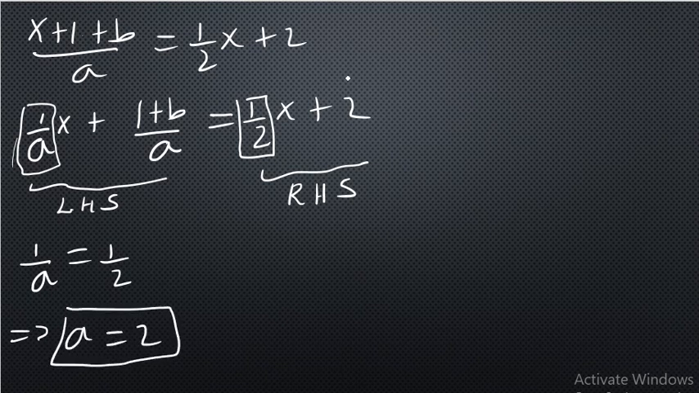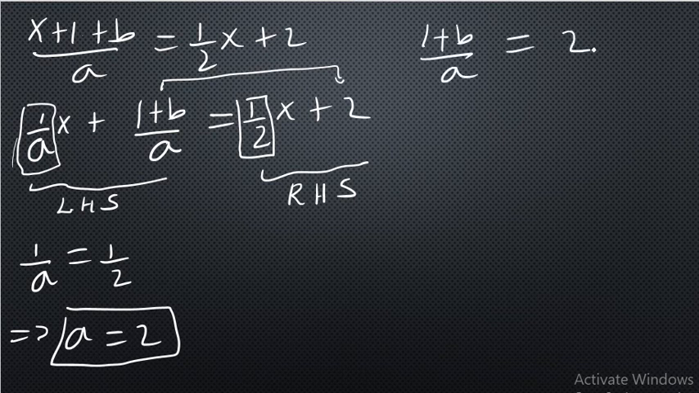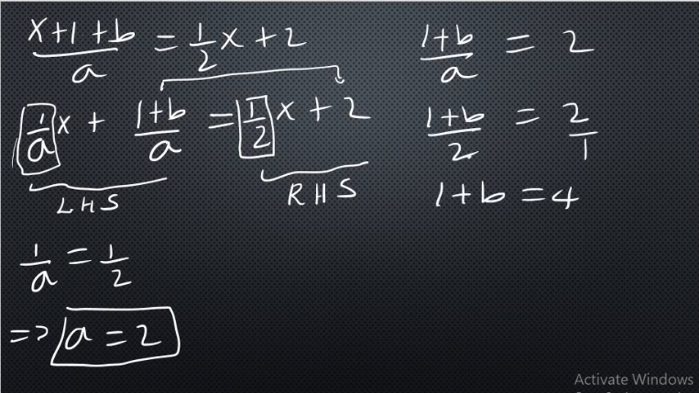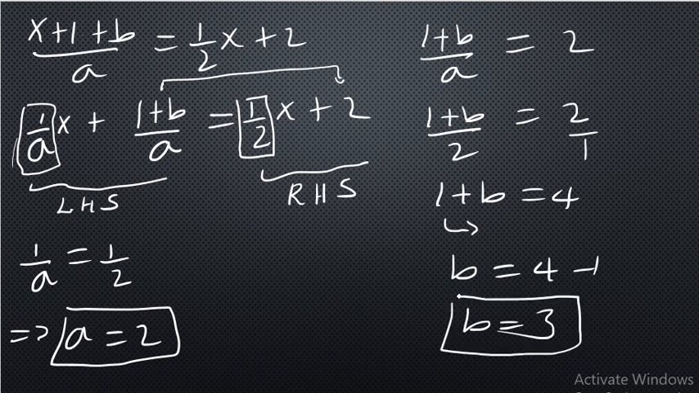Now the next step: let us equate the two constants, the constant term on the left side and the constant term on the right side. That means 1 plus b, the whole over a, is equal to 2. We know the value of a, which is 2. So 1 plus b, the whole over 2, is equal to 2. Then by crisscross multiplication, we have 1 plus b is equal to 4, so 2 times 2. And then shift the 1 to the right side. So the b value will be 4 minus 1, which is 3. This is what we are looking for, and these are the values of a and b.